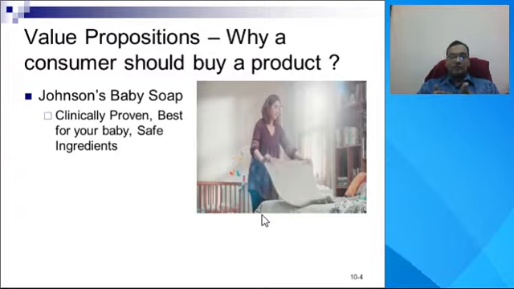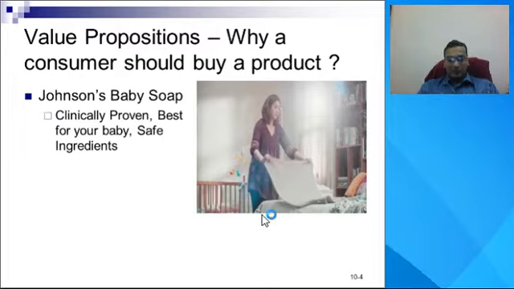So for example, you talk about Johnson's baby soap, which has an iconic status in the segment which it operates. The value proposition is that the product is clinically proven, it has safe ingredients, and it is best for the baby. And that value proposition is very clear, and all through its communication, the brand is able to communicate that value proposition to the customer.